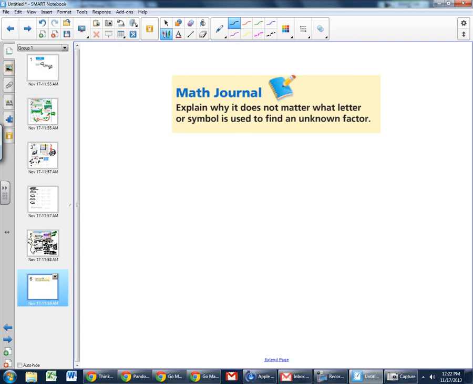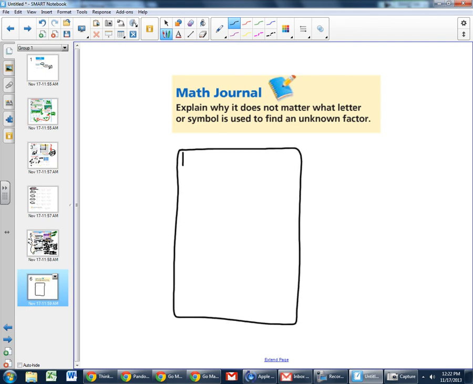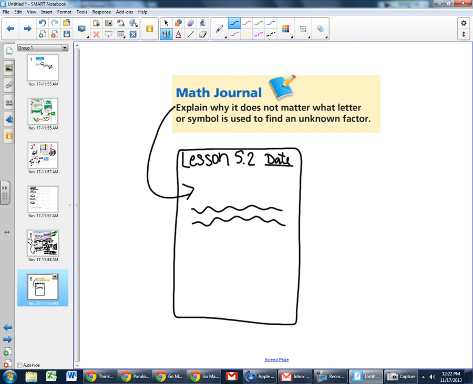Math journal prompt question today is explain why does it not matter what letter or symbol is used to find an unknown factor. So on your journal page, you're going to start with writing lesson 5.2 and then the date. You're going to copy this here. Then you're going to give me your answer. It does not matter what letter or symbol is used to find an unknown factor because, and then give me an example.